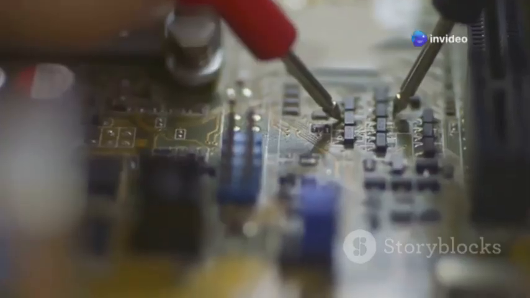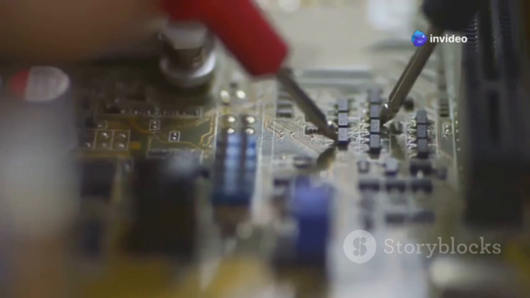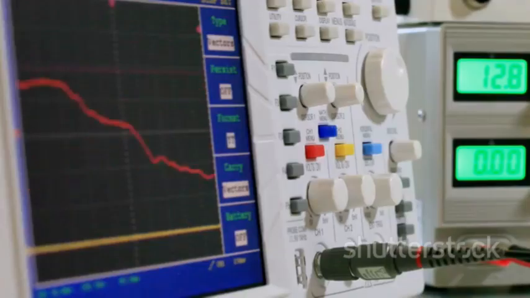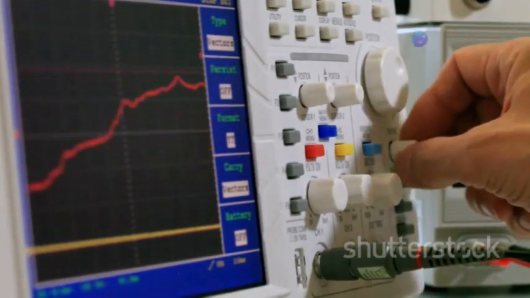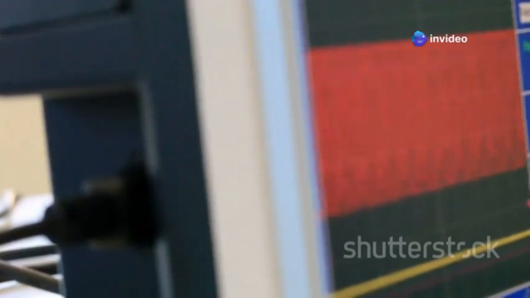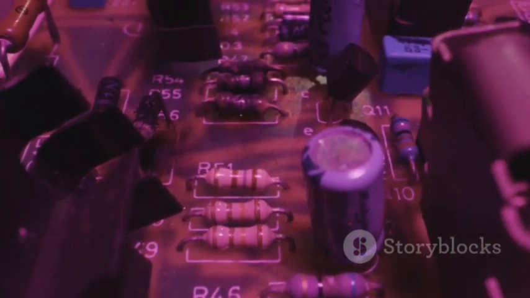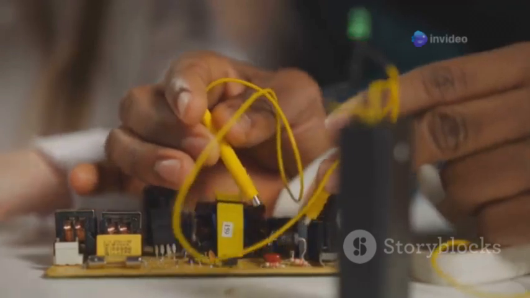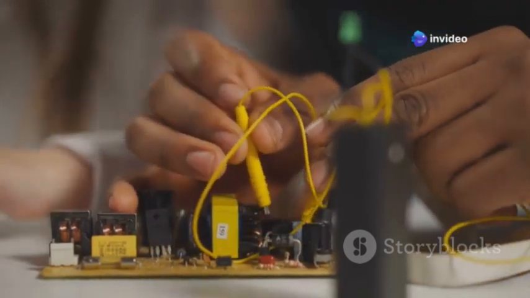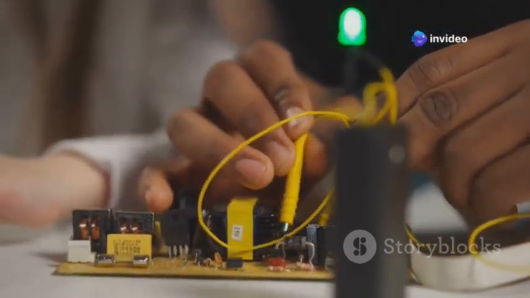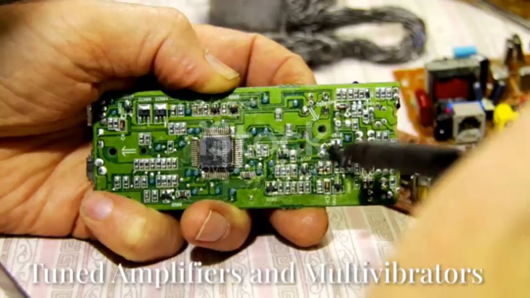Class B amplifiers, on the other hand, offer improved efficiency compared to Class A. In Class B operation, each transistor conducts for only half of the input signal cycle. This reduces power dissipation but introduces crossover distortion. Crossover distortion occurs during the transition between the two transistors, creating a noticeable distortion in the output signal. To overcome this, Class B amplifiers are often used in a push-pull configuration. The push-pull arrangement uses two transistors, each handling one half of the input signal, effectively eliminating crossover distortion.